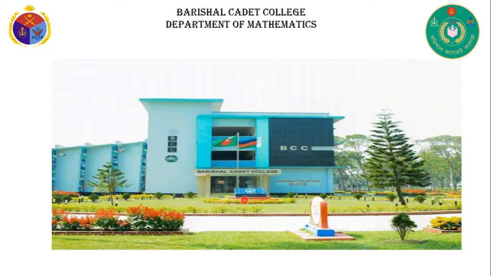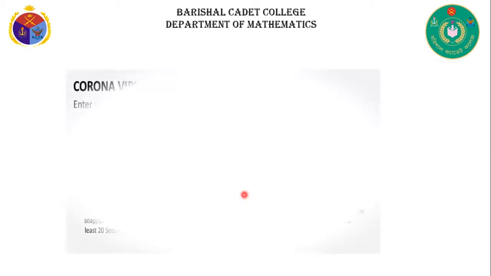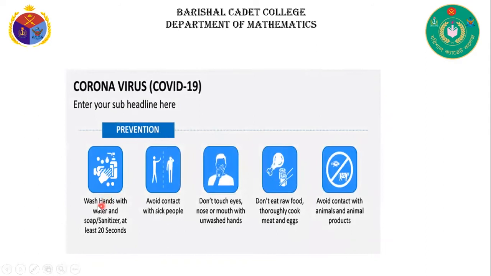Dear cadets, you have to follow the preventive tips for your safety. Firstly, wash hands with water and soap or sanitizer for at least 20 seconds. Avoid contact with sick people. Don't touch eyes, nose or mouth with unwashed hands. Don't eat raw food. Thoroughly cook meat and eggs. Avoid contact with animals and animal products.